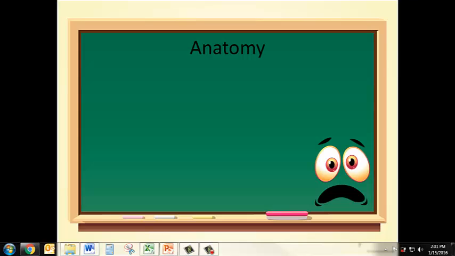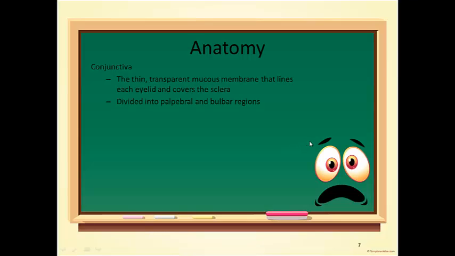Continuing on, this next slide is a lot more straightforward, right? Starting with the external structures and working our way back, we'll start with the conjunctiva. We've already discussed how the conjunctiva is a thin, transparent mucous membrane that lines each eyelid and sclera. It is divided into palpebral, upper eyelid, and bulbar, lower eyelid regions.